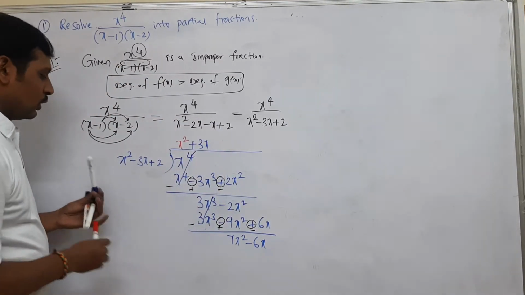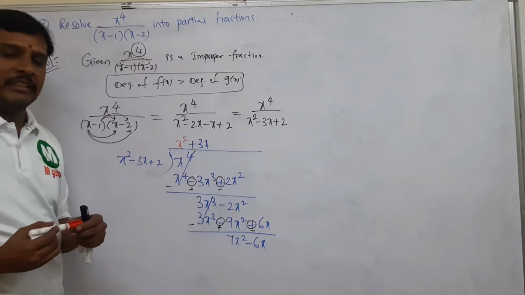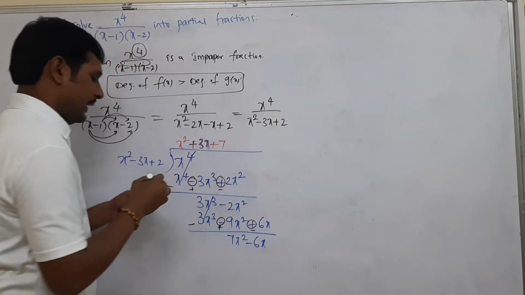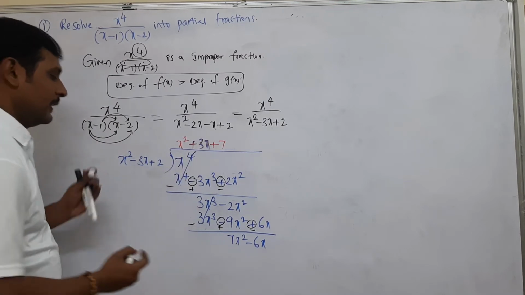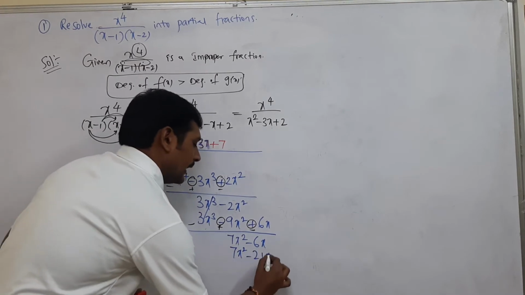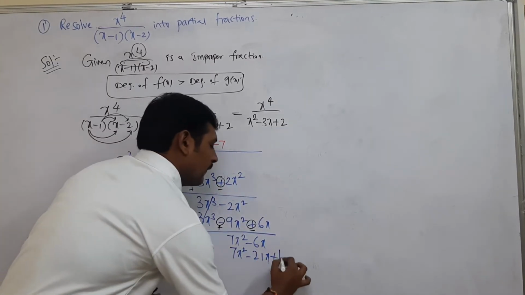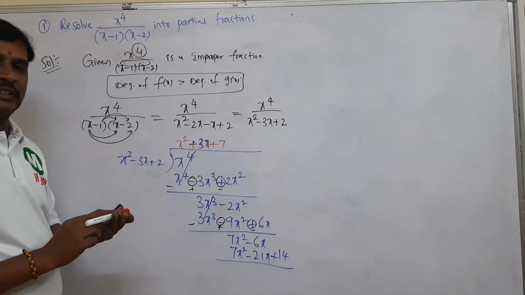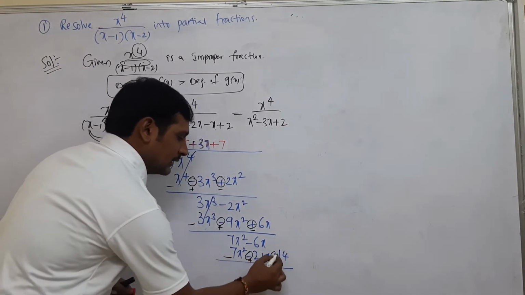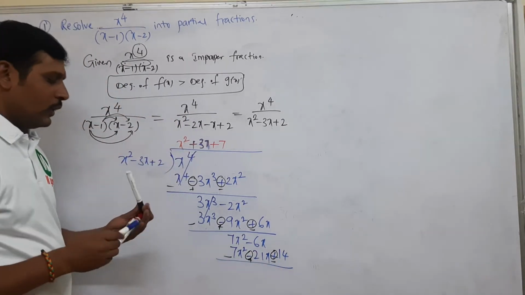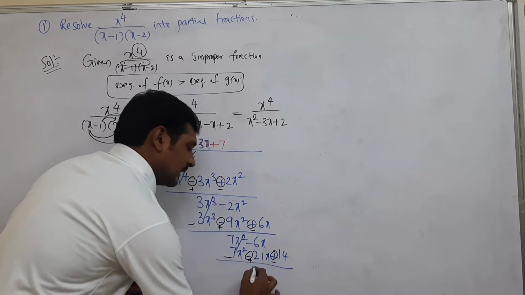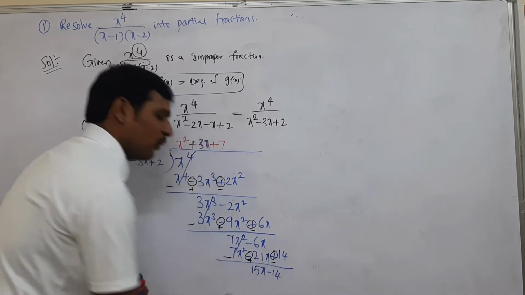Once again, this 7x square comes under 7x square 7 times. So 7. What can you write here? 7 into x square, that is 7x square. 7 into 3x is 21x. 7 twos are 14. Let us change the signs once again. If we change the signs, this goes to minus, this comes as plus, this is minus, right? So 7x square gets cancelled. 21 minus 6 is 15x minus 14.